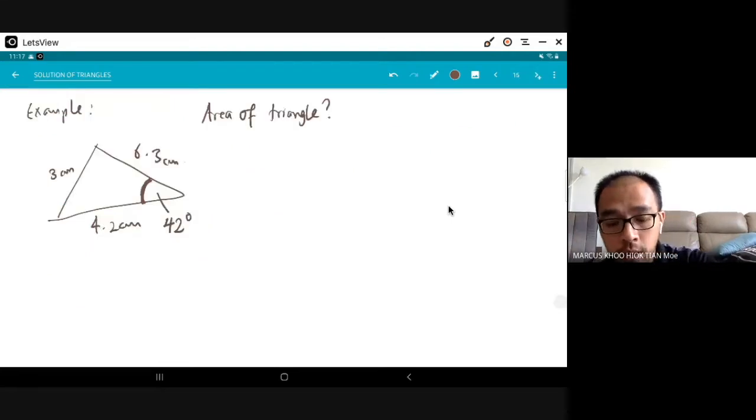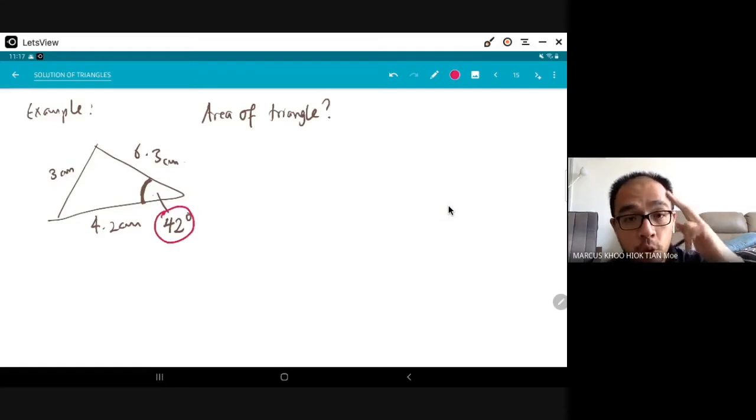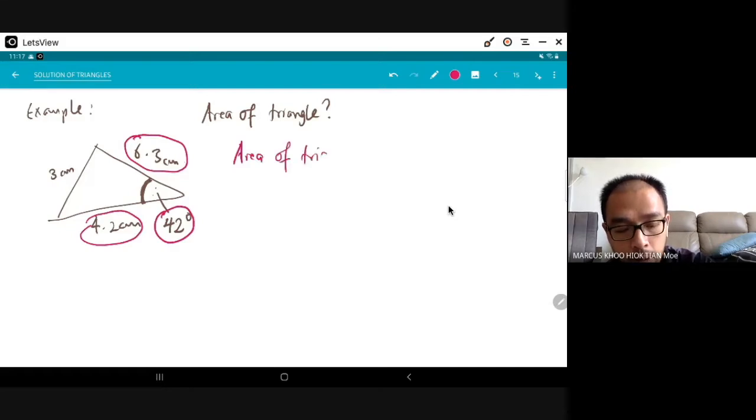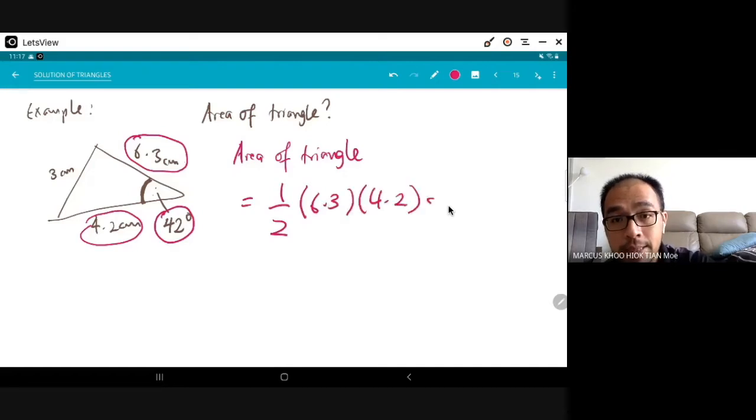To help you to see this, this is the angle, 42 degrees. So the two sides that we want must be this side and this side. It cannot be the 3 cm, because the 3 cm is not connected to the 42 degrees. So the area of the triangle will be 1 over 2, 6.3 times 4.2 times sine 42 degrees.